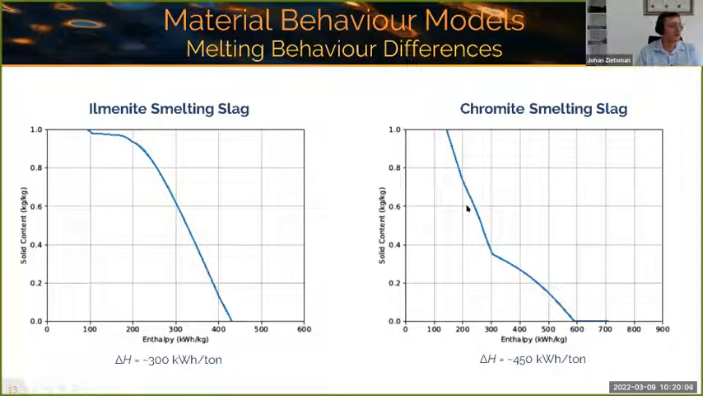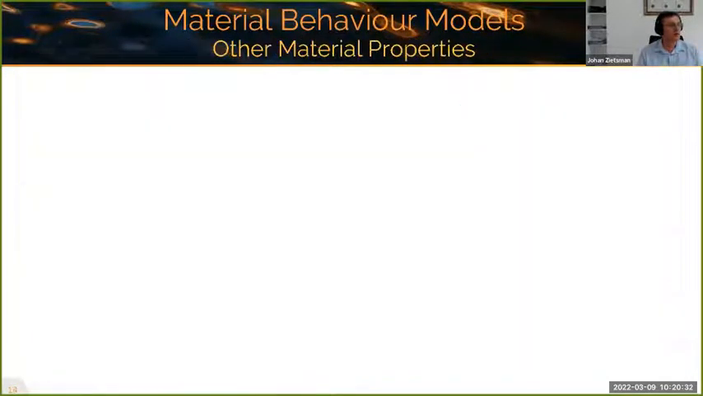This is another view on it. The x-axis is now the enthalpy. So if we extract energy through heat transfer through the furnace wall, we have a fairly linear progression of increase in solid content in the case of the ilmenite smelting slag, but in the case of the chromite smelting slag, this is substantially different, the energy to solid content relationship.